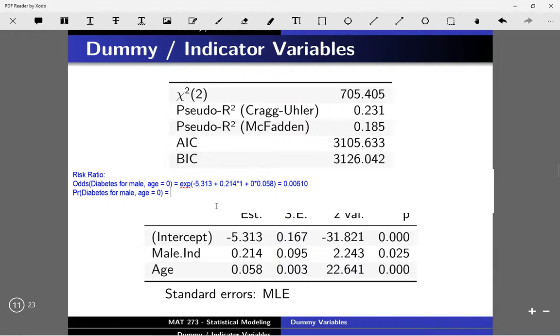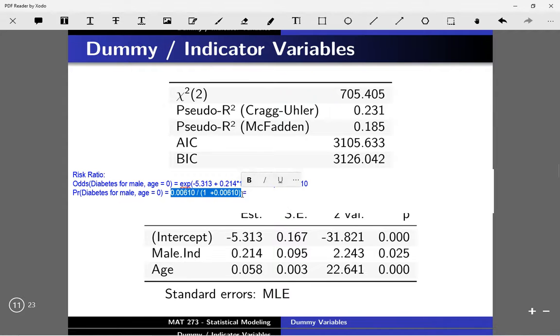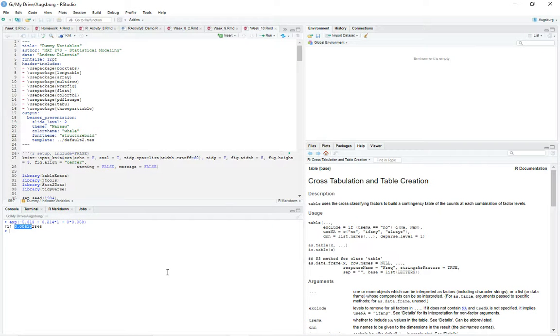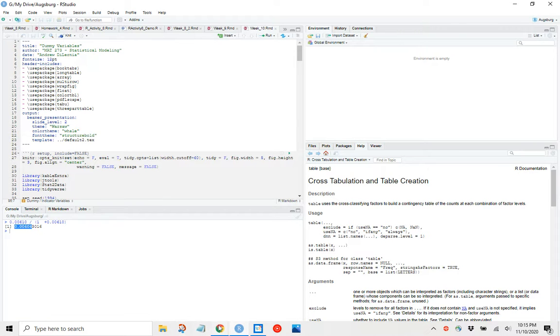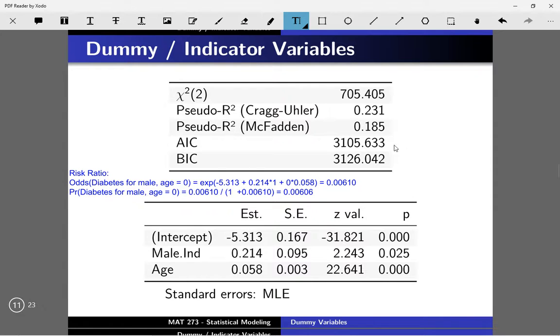All right. So the probability in general is given by the odds over 1 plus the odds. Again, I'm going to use R here as my calculator. We get about this value. And there might be some differences due to rounding. So if you don't match it exactly, it's probably due to differences in rounding along the way. So this is the probability of diabetes for a male, age 0.